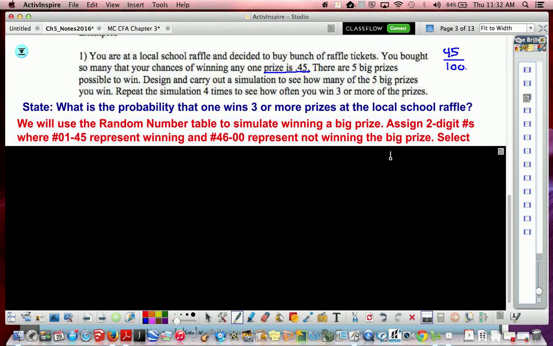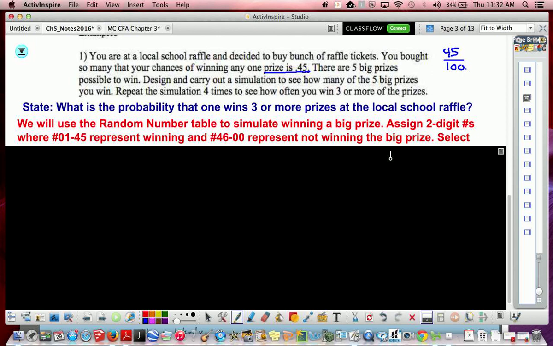What's nice about my probability is, since it's a 2-digit probability, I could use 2-digit numbers. If it was like 70%, it would be even nicer, because then I could use 1 digit, and I could go 1 to 7 for winning, 8 to 0 meaning 8 to 10 for not winning.